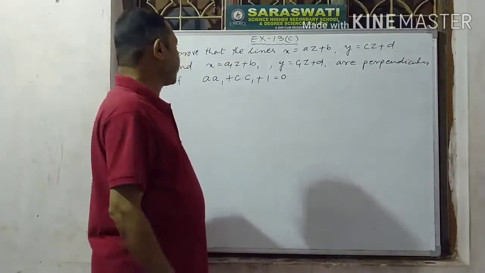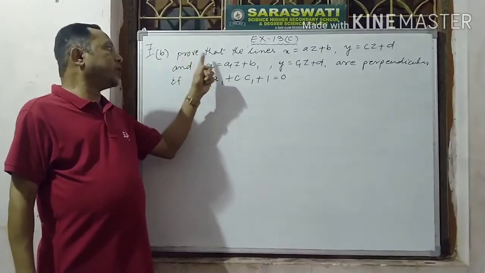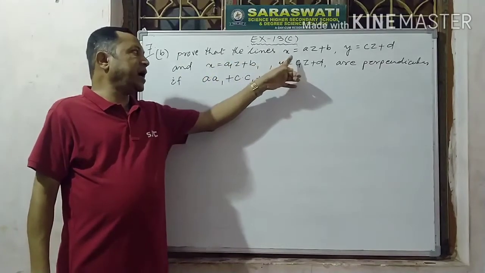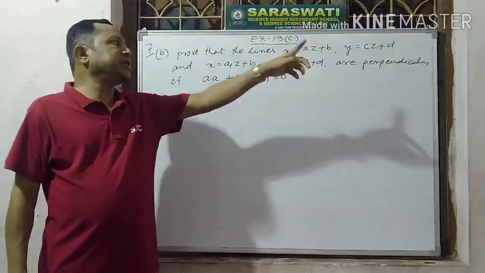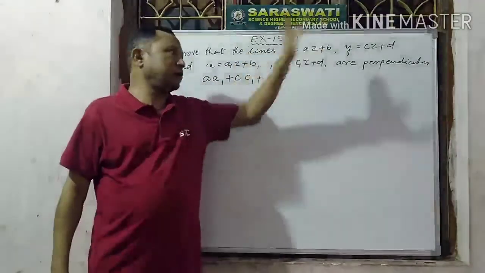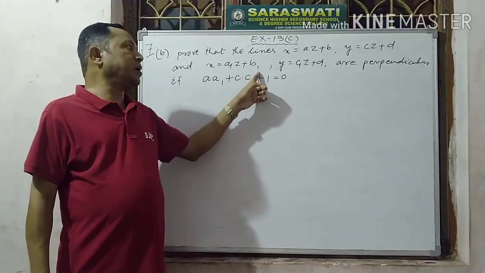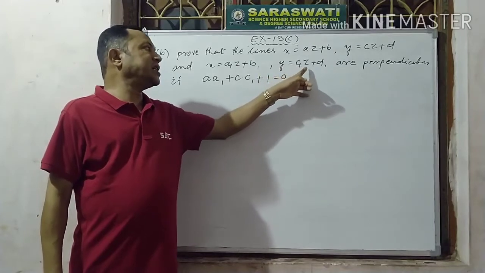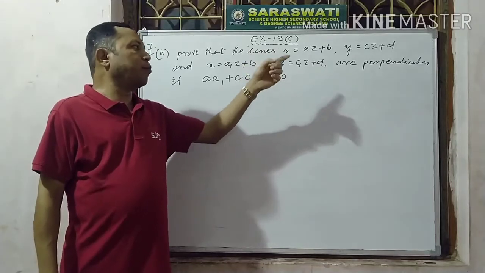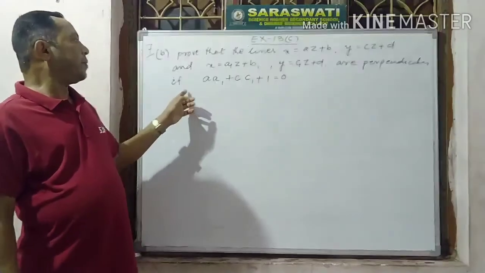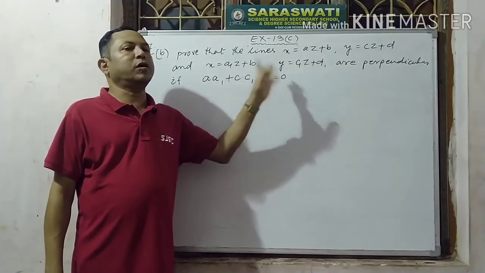7b. The question here: prove that the lines x = az + b and y = cz + d, this is one line, and x = a1z + b1 and y = c1z + d1, this is another line, are perpendicular if a a1 + c c1 + 1 = 0.